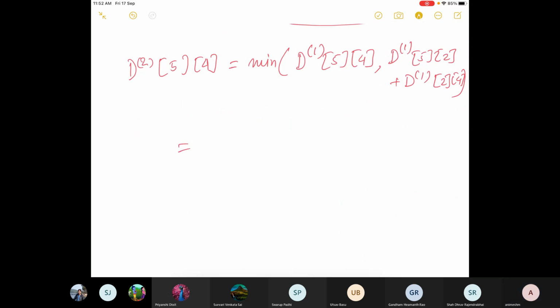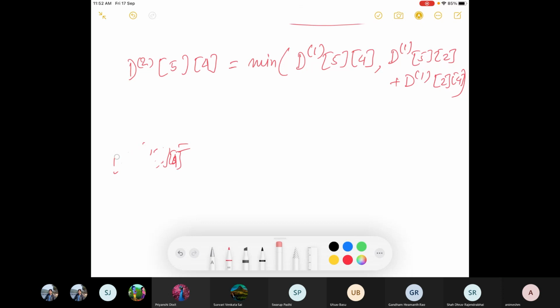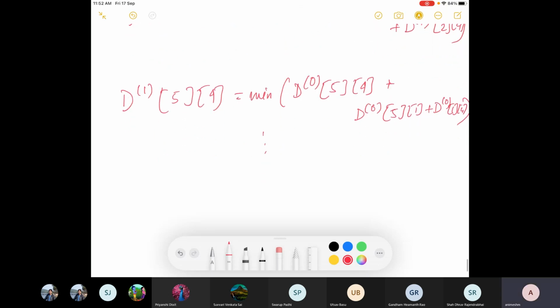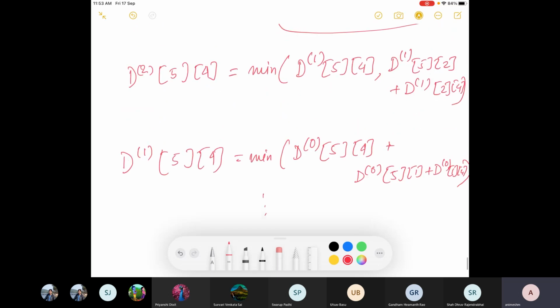So this can be further written as... and in this way you can unfold and finally find out the value of D254.